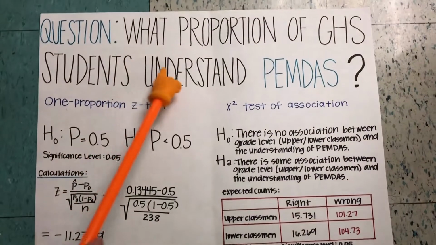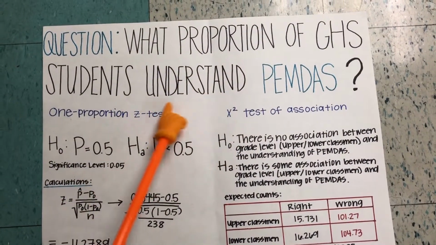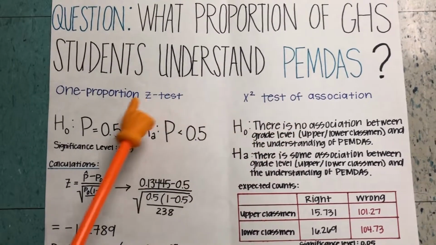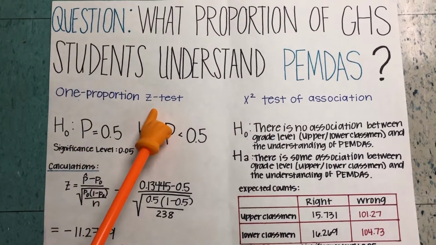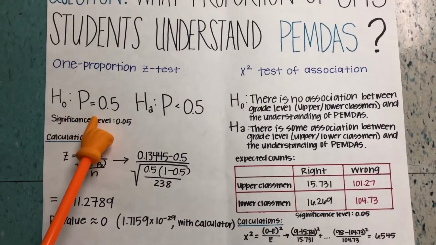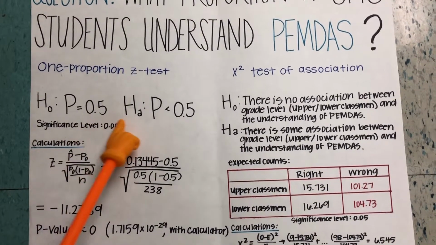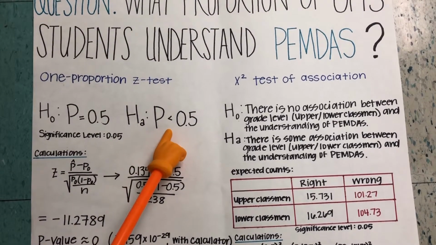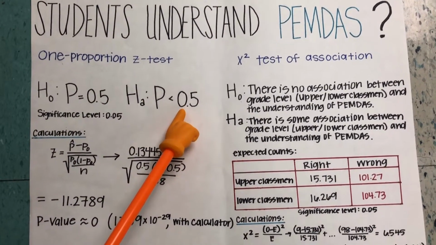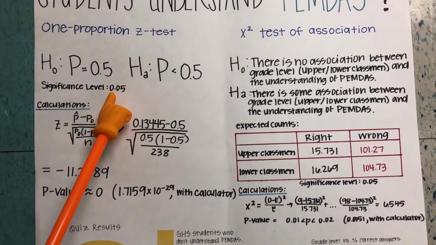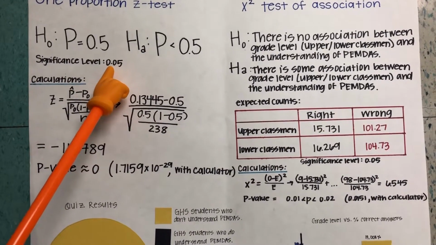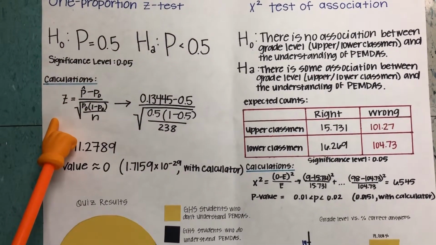The question: what proportion of GHS students understand PEMDAS? We first conducted a 1 proportion z-test. Our null hypothesis was that 50% of GHS students understand it, and our alternative hypothesis was that less than 50% understand it. We used a 5% significance level to conduct this test. Our calculations are as follows.